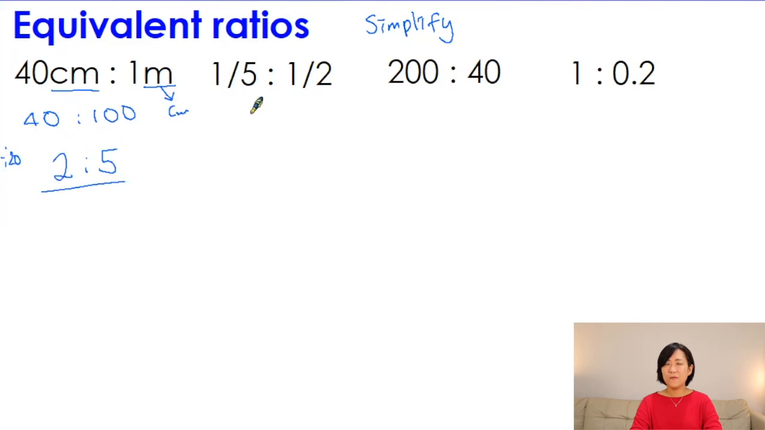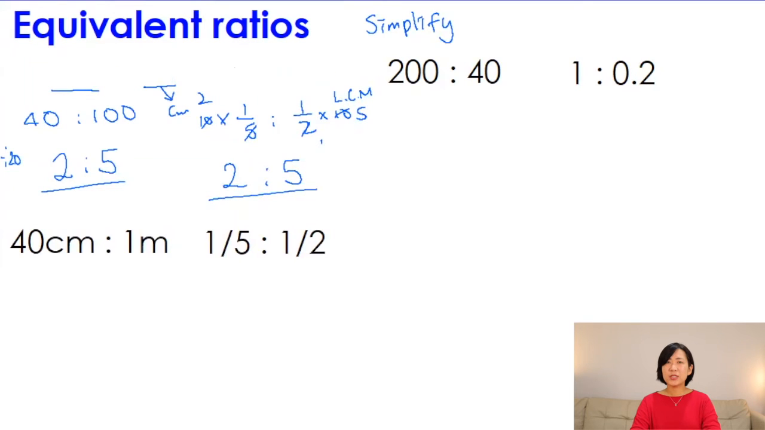Then we've got 1/5 to 1/2. Fractions, so let's make them into whole numbers by multiplying by the lowest common multiple. That is 10. So 10 times 1/5 and 10 times a half gives you 2 to 5, right? We can see that both ratios are the same. So now we found our equivalent ratios. These are all 2 to 5.